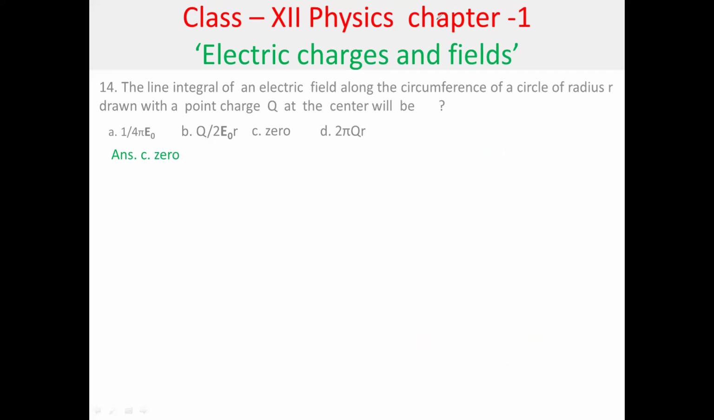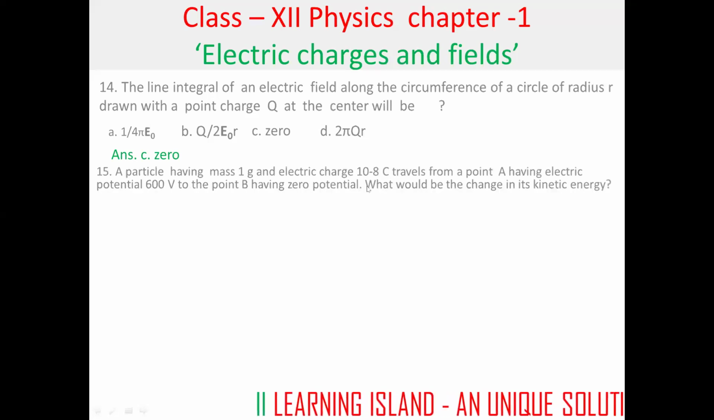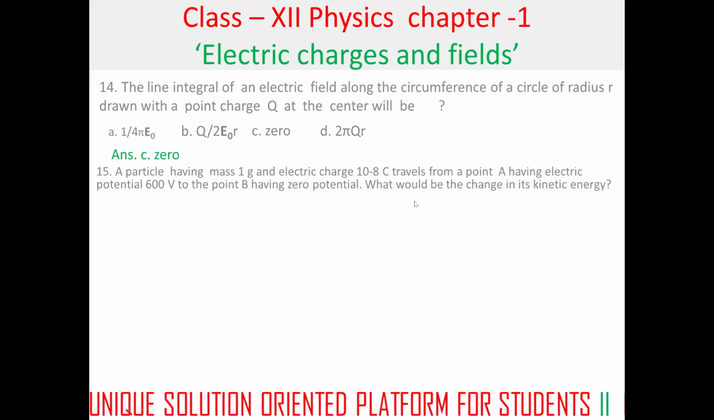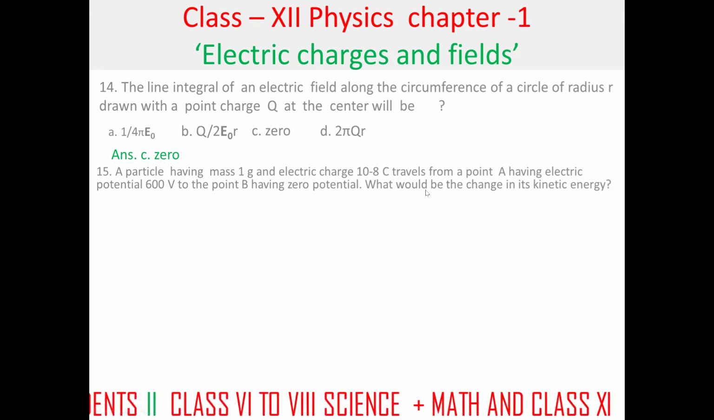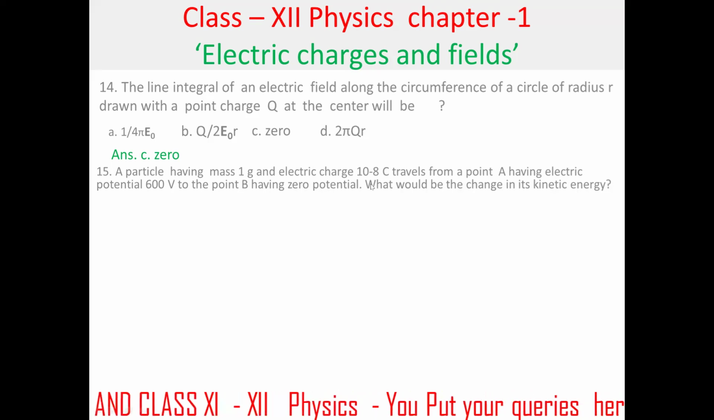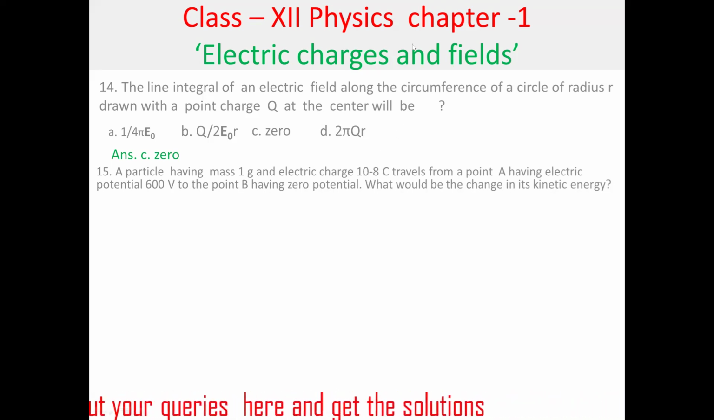Now let us go to the next question. A particle having mass of 1 gram and electric charge 10 to the power 8 coulomb travels. It is not 10 to 8, it is 10 to the power minus 8 coulomb. By mistake it is written like this. This is minus 8 coulomb.